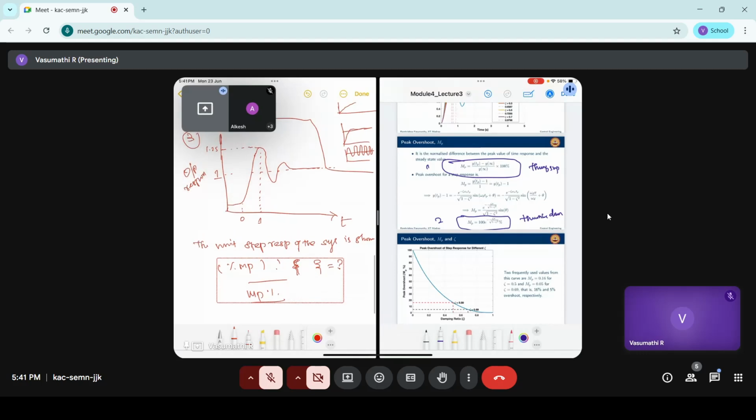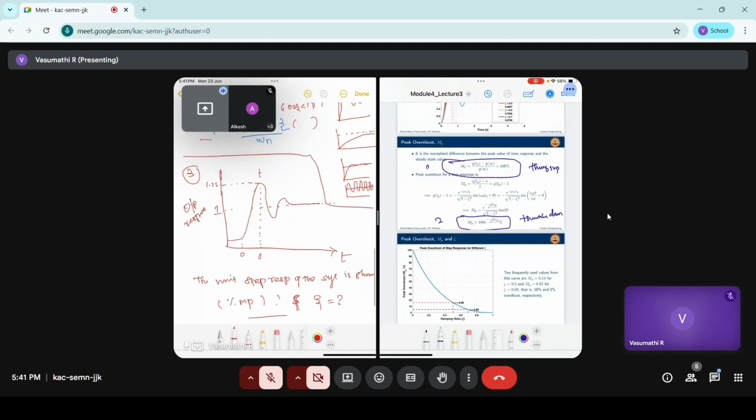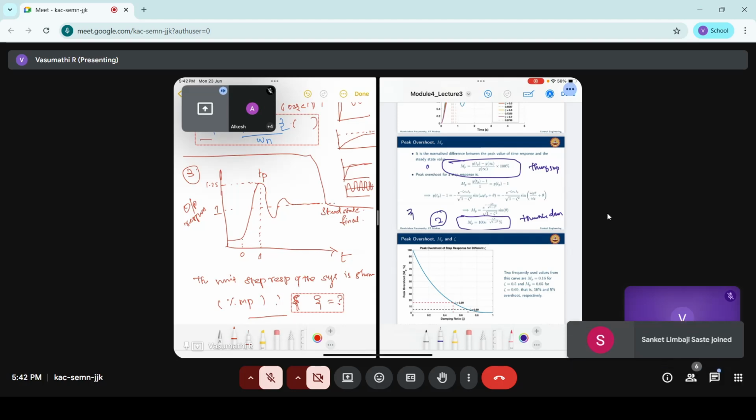The information they have given here in this problem is TP, peak time, and settling time, where the final steady state value is reaching, there is no error. So the final value I can take as finally reaching 1. These are the two pieces of information given. If I choose the second formula, it needs the information of zeta, but that is asked in the question. We don't know zeta yet, right? So it's better to go with the first formula.